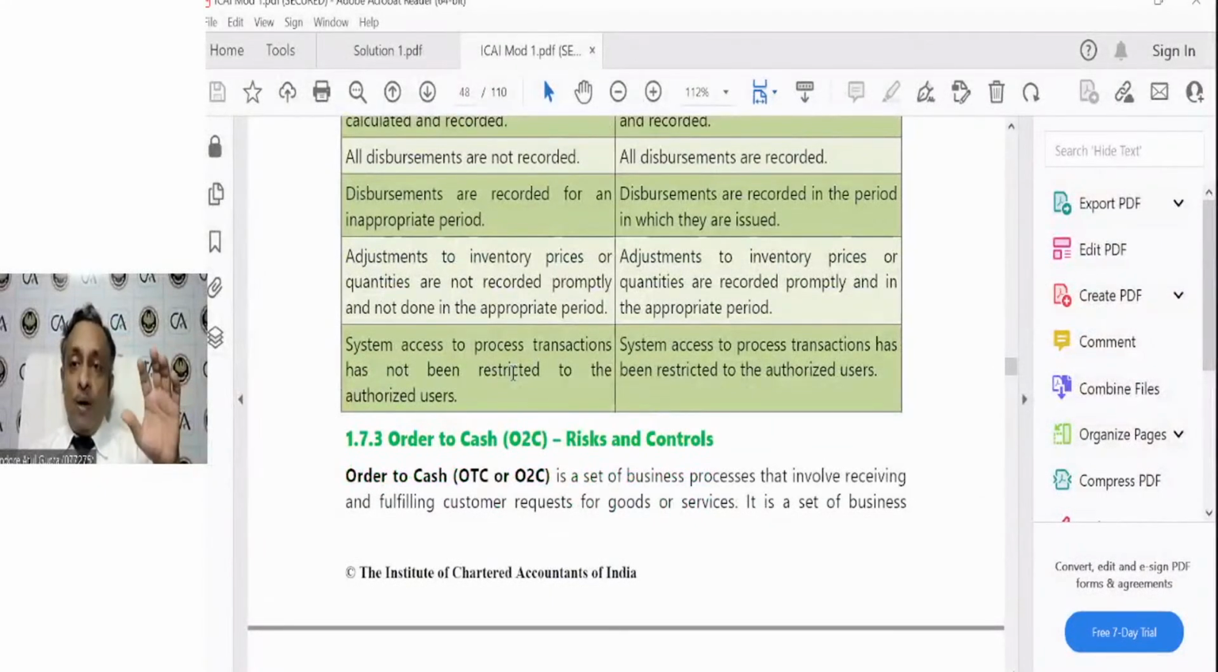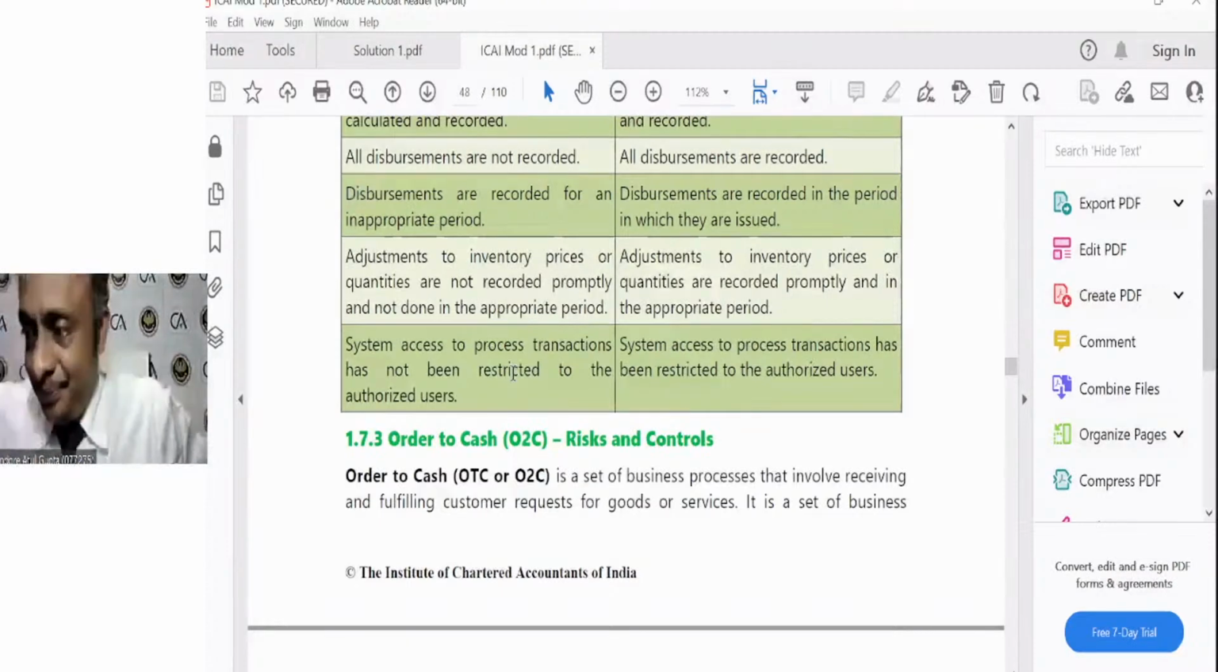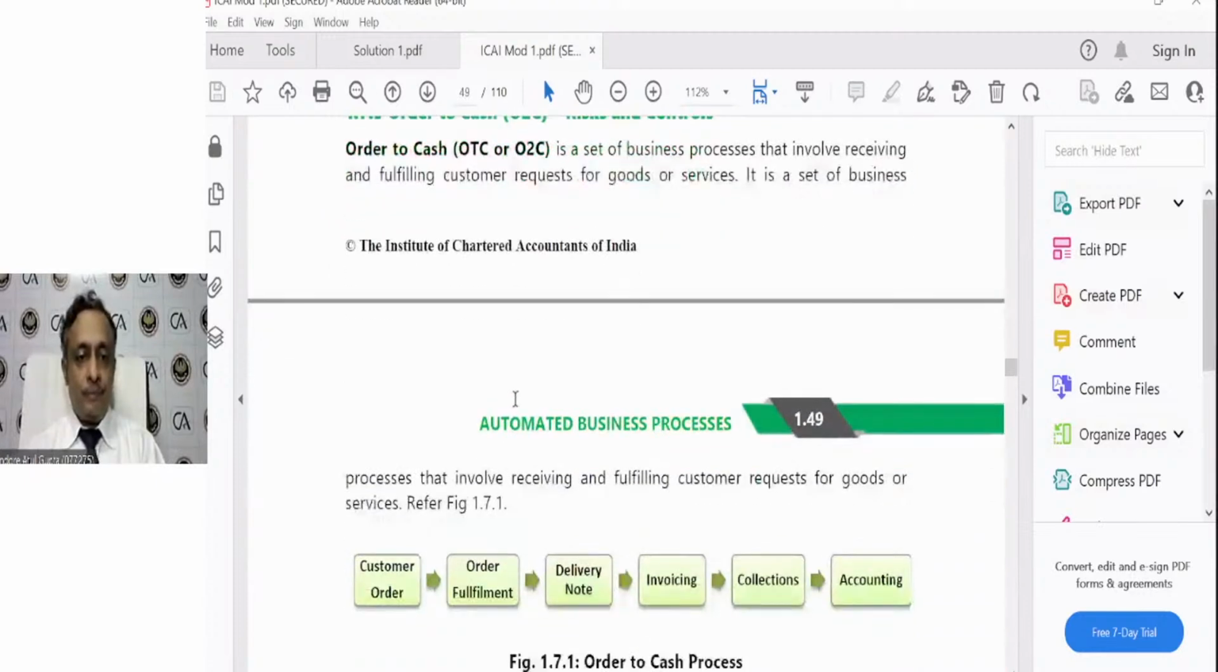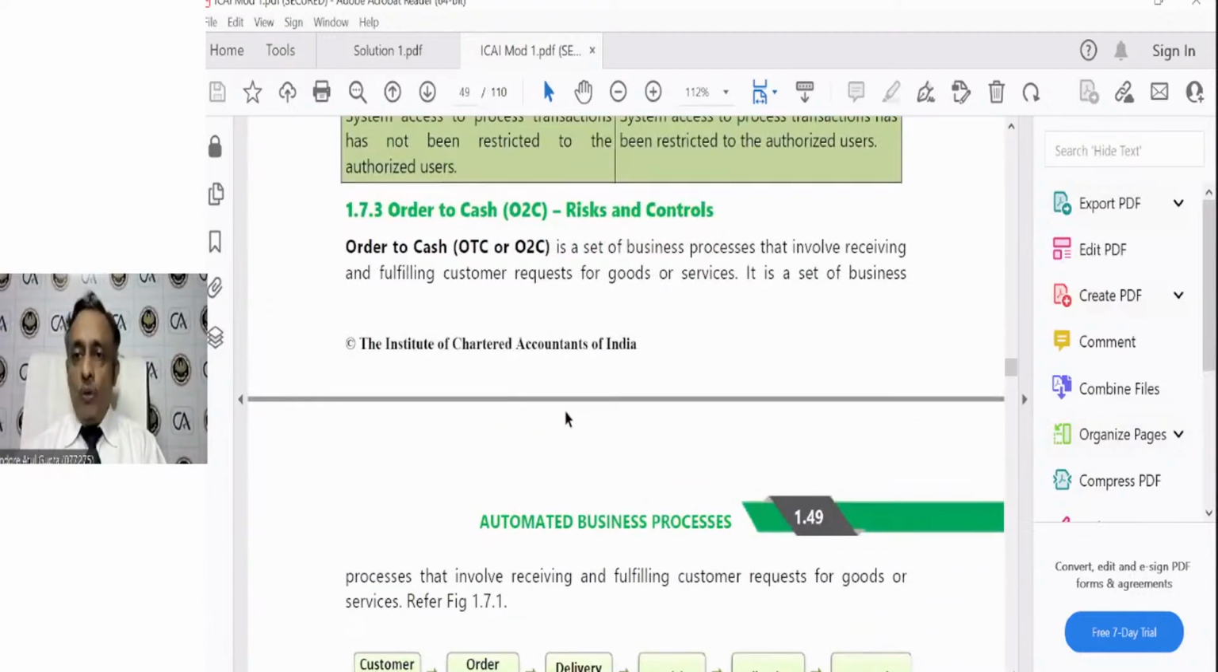Again, these two, procure to pay and order to cash, we are going to do in great detail, because you find mention in chapter 1 at more than one point, and the P2P and O2C cycles are referred to in other chapters also. So we are going to do this very thoroughly. For any business that you consider, P2P and O2C cycles cover more than 60% of all business operations. That is why they are critical also. So order to cash. Now the customer side.